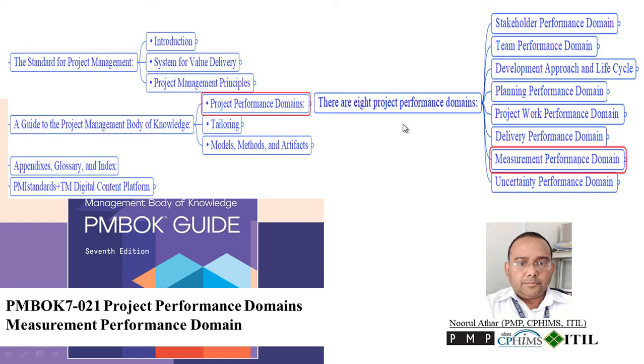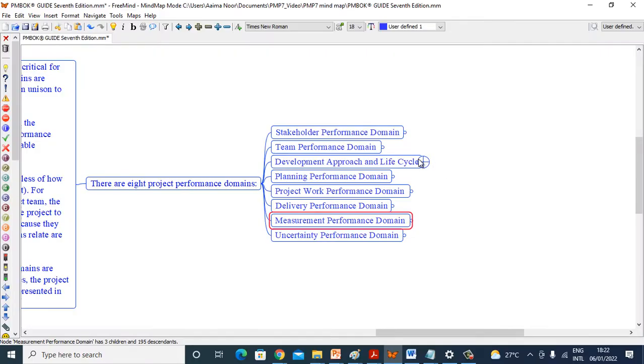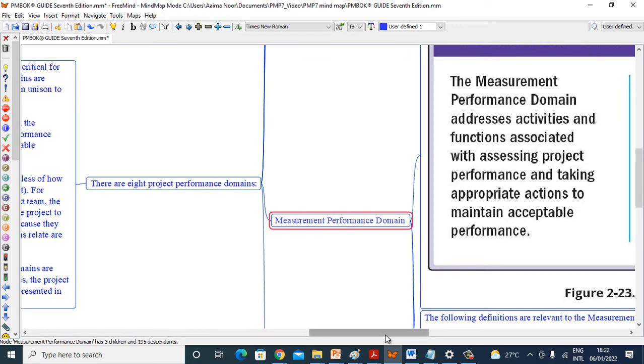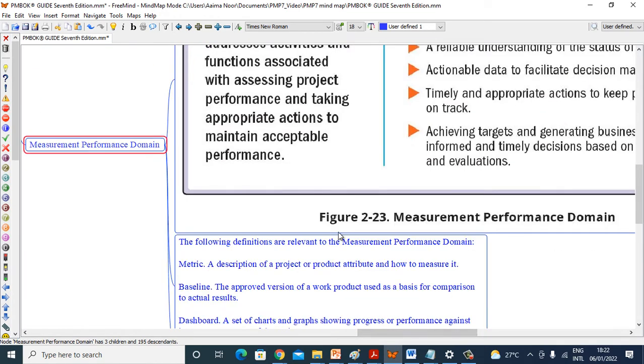In this part we are going to explore the measurement performance domain. As we know, there are 8 project performance domains, so we are going to explore the measurement performance domain. Before we start, let's explore some definitions.